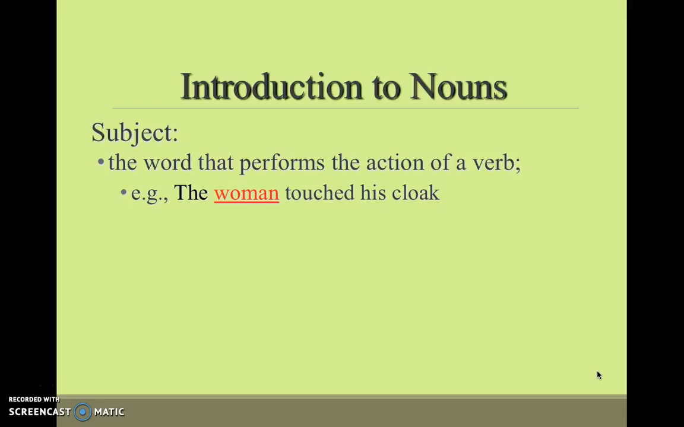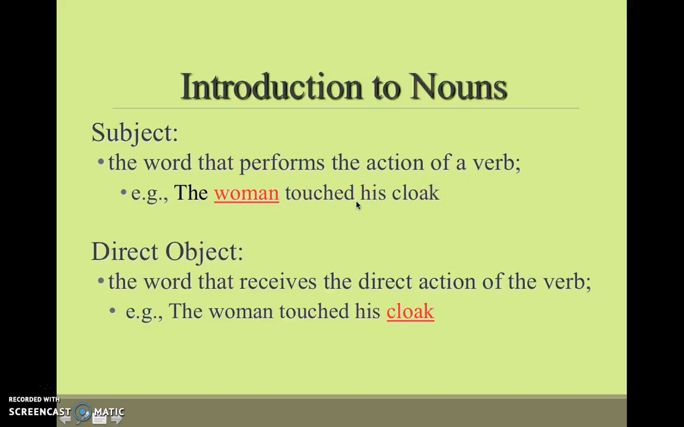In English, the subject refers to the word that is performing the action of a verb. So in this example here, the woman is the subject, and she is the one who is performing the action: touched his cloak. Now, in the English sentence, cloak is functioning as a direct object, receiving the action of the verb. But the woman is the subject, and then cloak is the direct object, which is the word that receives the action of the verb. And then we have a pronoun preceding cloak showing whose cloak it is, right? It's a possessive pronoun in English.